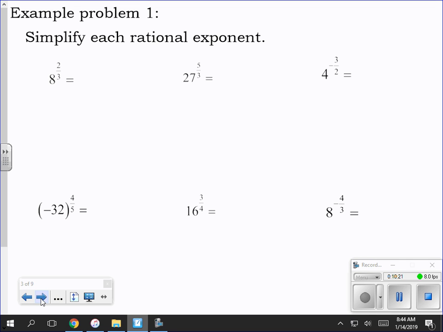Okay? When I have 8 to the 2/3, the 2 on the top means that I square it. The 3 in the bottom means I take the cube root. Now, you have a choice. I can square 8 and make it bigger and then take the cube root of that big number, or I can take the cube root of 8 and then raise that to the second power. It doesn't matter. Personally, I like to work with smaller numbers than big numbers. So I would take the cube root of 8 first. Cube root of 8 is 2, so I have 2 squared, which is 4.